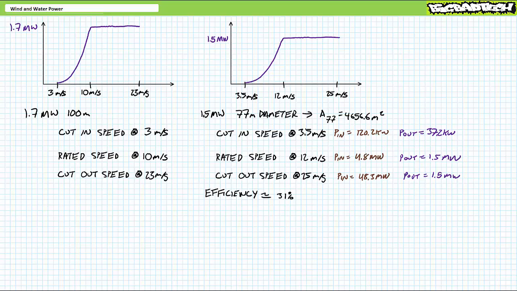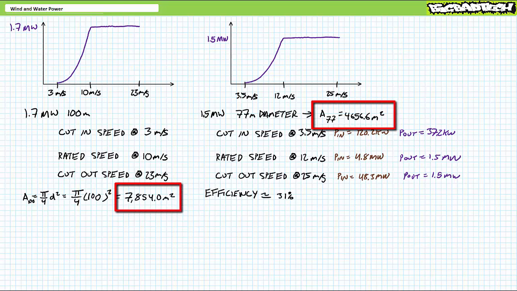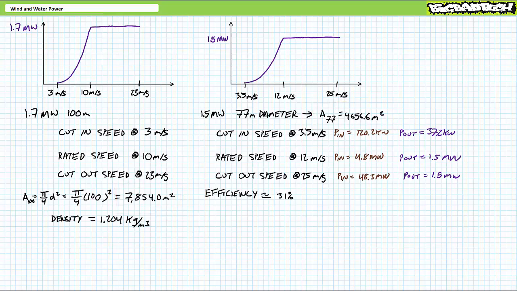Consider the power input at the rated condition of 10 meters per second. First, calculate the rotor swept area for the increased 100-meter diameter. Substituting 100 meters into the circular surface area equation yields a rotor swept area of roughly 7,854 meters squared. Extending each blade by 11.5 meters increases the diameter by 23 meters, which almost doubles the rotor swept area of the previous illustrated example, presuming air density remains the same at 1.204 kilograms per meter cubed.